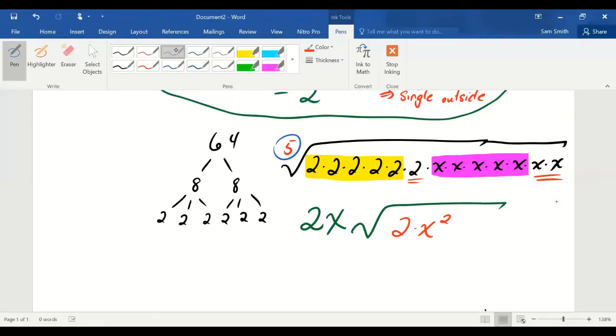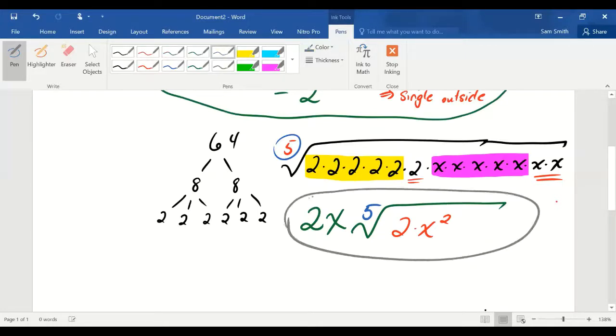Now, final comment. The index of the final answer is the same as the index that you started with. So if you originally had a fifth root, your final answer will still be a fifth root. And that is how I would simplify this quantity. 2 times x times the fifth root of 2x squared.